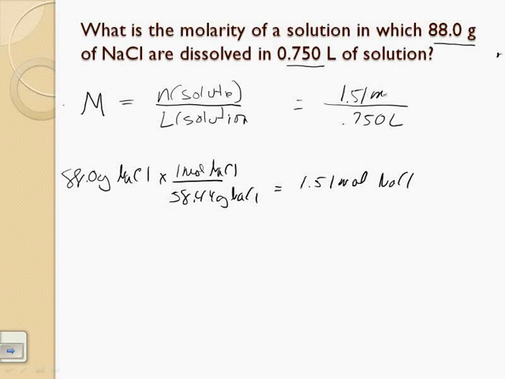1.51 moles. Okay, if I divide those two numbers, I get 2.01. I want 3 sig figs because that's what I have in both of my givens. 2.01, we say it's a 2.01 molar solution of sodium chloride. This is the way we'd write it, 2.01 capital M NaCl. Alright, let's take a look at another.